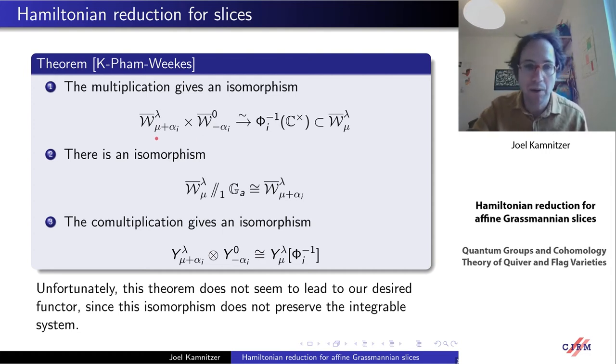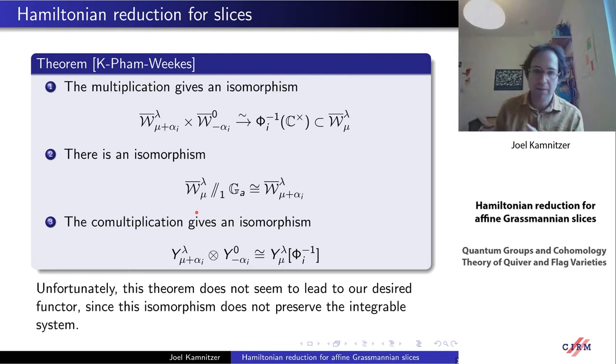And from part one, you can immediately deduce that this means we have an isomorphism between the Hamiltonian reduction of W lambda mu by GA at moment map one. So I take the preimage of one on the moment map and divide by GA, with W lambda mu plus alpha I. So two follows as an immediate corollary of one.